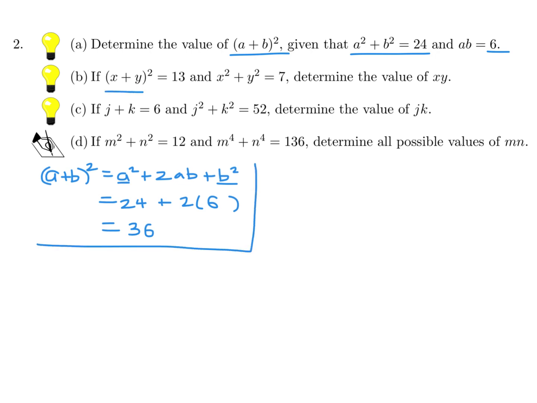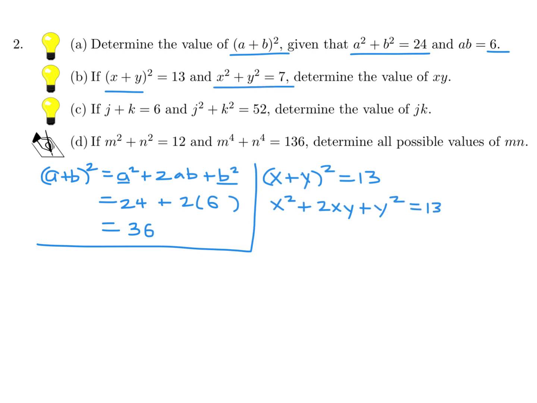Part B, if (x plus y) squared is 13, x squared plus y squared is 7, determine the value of xy. So same kind of story here. I think there's nothing different here. X squared plus 2xy plus y squared is 13.